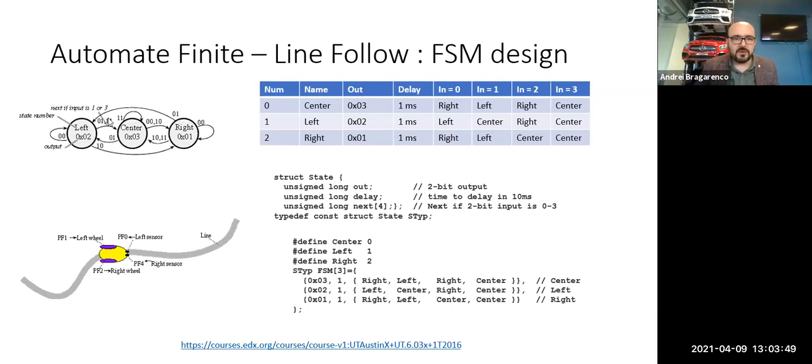And what we have here, we have 3 states: going center, going left, turn right, center, left, right. The outputs, if we are in the center, we are driving both motors, and the number of the state is here. If we have to drive the left, in this case we have 1, 0. If we have to drive to the right, we have 0, 1.